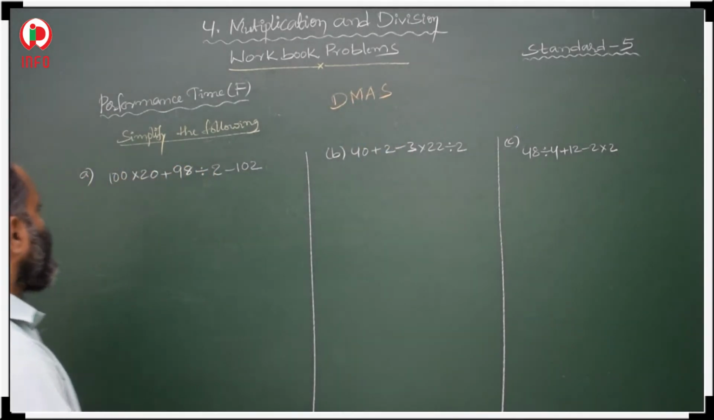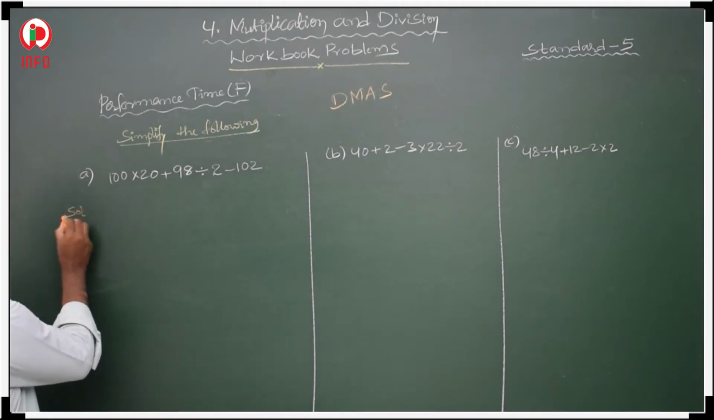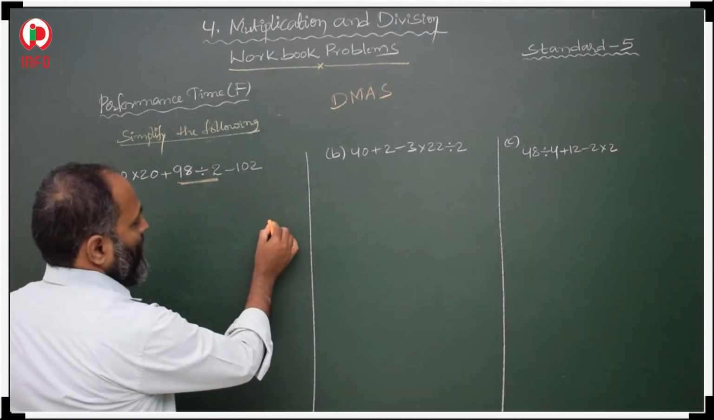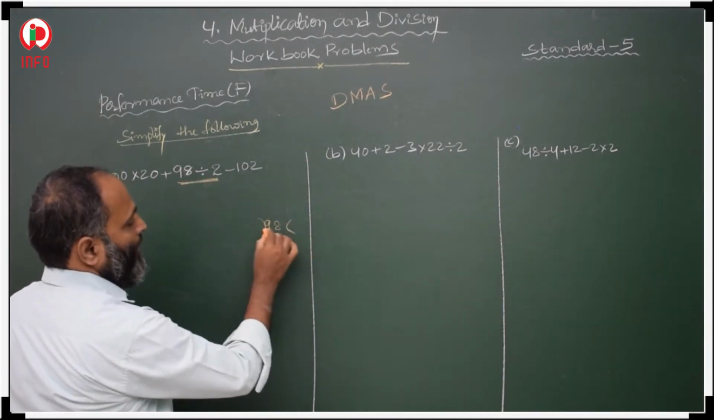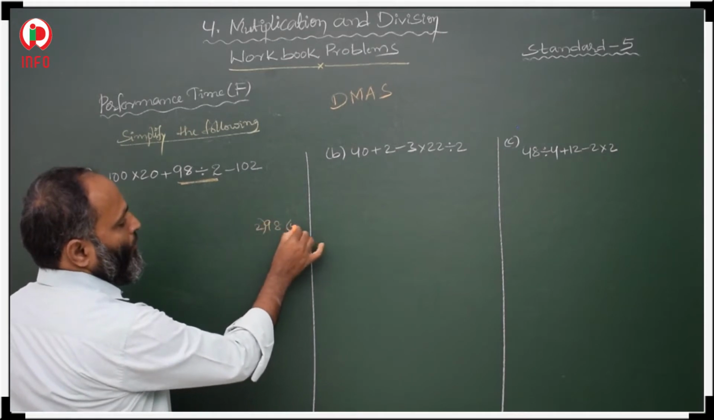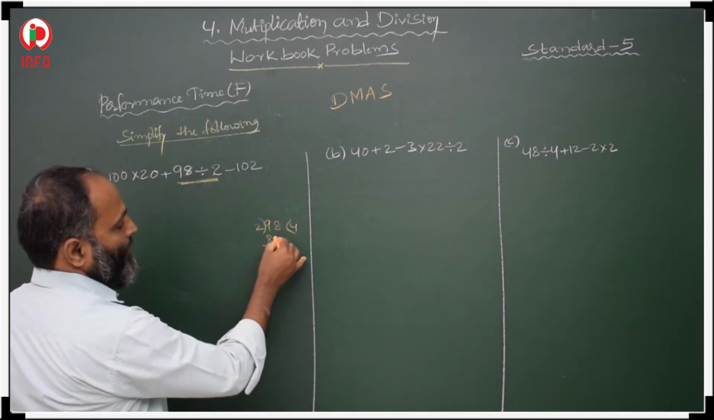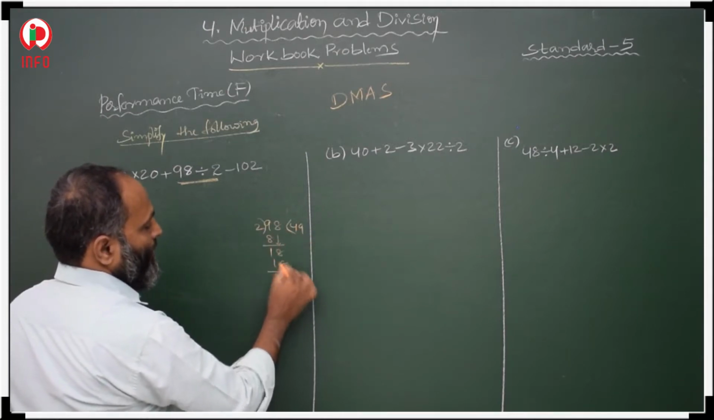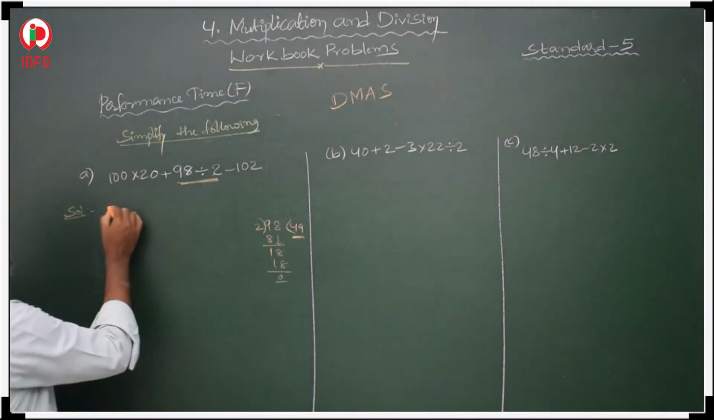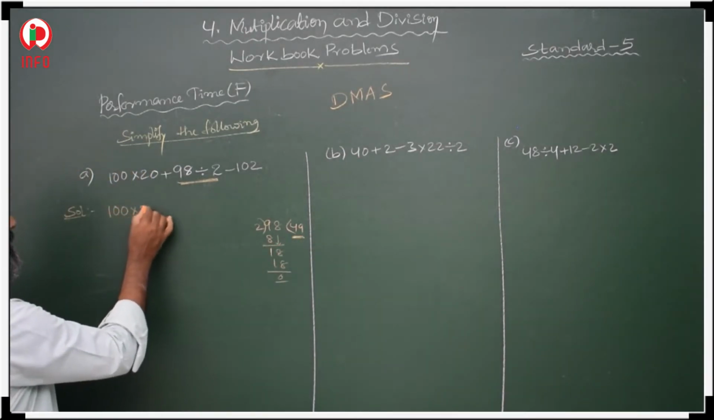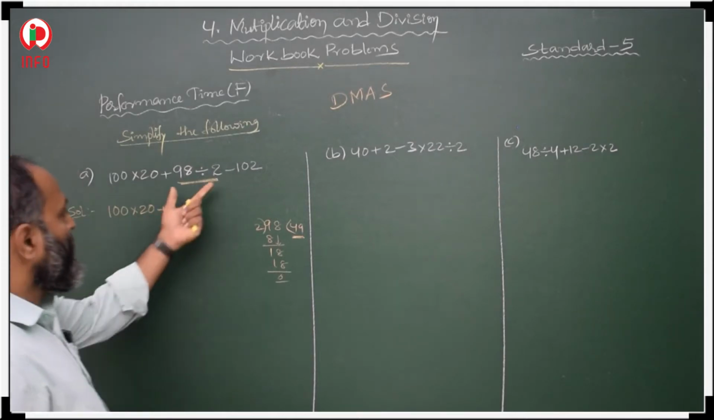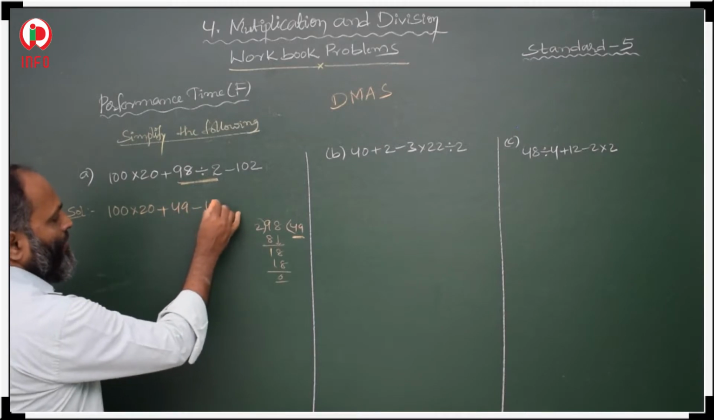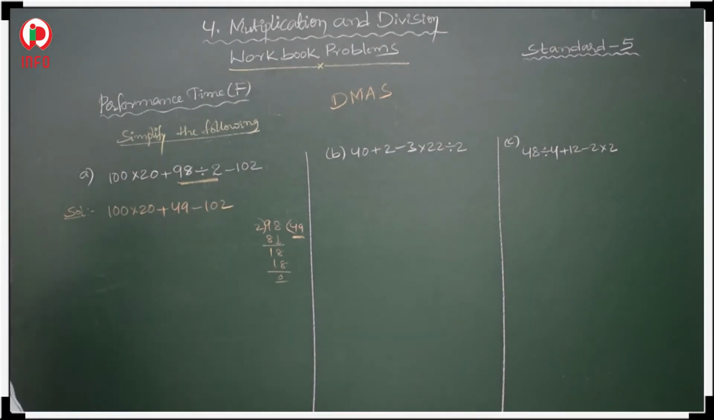So here first we have to simplify the division part. So this is the division part. It means 98 divided by 2 is how much? 2 4s are 8 and 1 is left, then 18, 2 9s are 18. That is 49. Then this answer is 49 minus 100. The division is over.